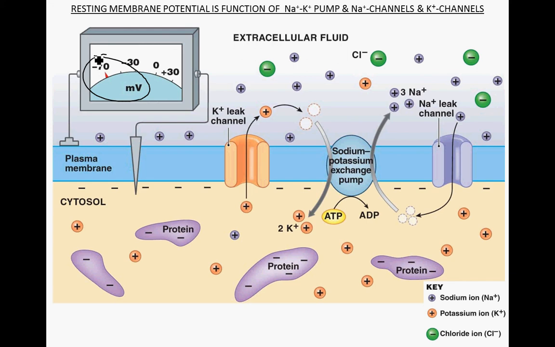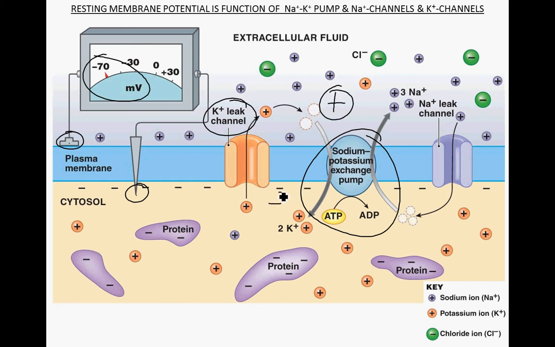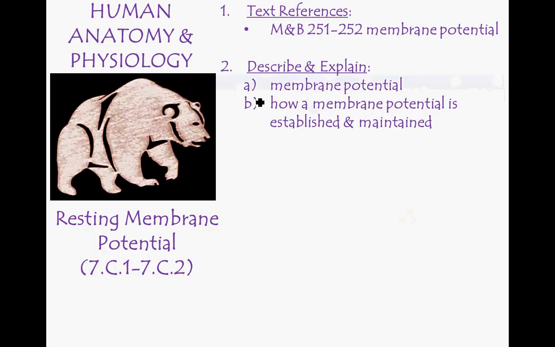Again, this negative 70 millivolts is the charge inside the cell with respect to outside the cell. This is the reference electrode, and we're measuring the inside. And why is that? It's because we have leaky potassium channels and we have the sodium-potassium pump that is generating this difference across the membrane: positive on the outside, less positive on the inside, or negative on the inside. Okay? So you should be able to explain how that resting membrane potential is established, and also how it is maintained.